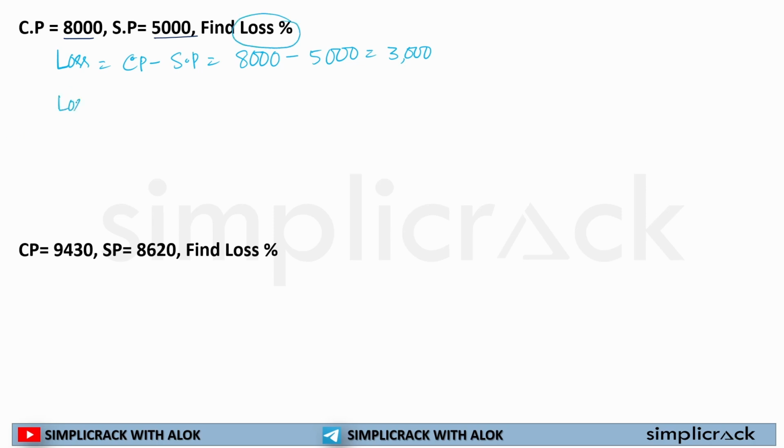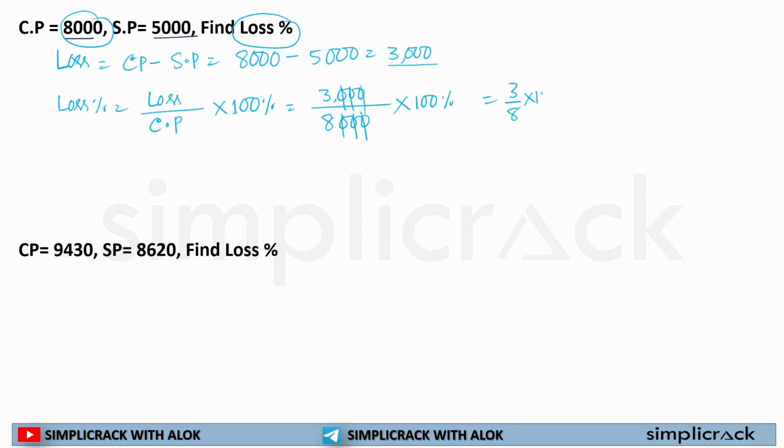So loss percentage means what? Loss divided by cost price multiplied by 100%. So now in this case, what is my loss? My loss is 3,000. What is my cost price? Cost price is 8,000 already given. Multiply by 100 percentage. So if I solve it, all 0s will cross each other. So it will be 3 by 8 into 100%, or I can write 3 into 100 is equal to 300% divided by 8.